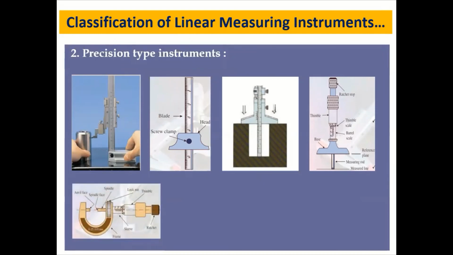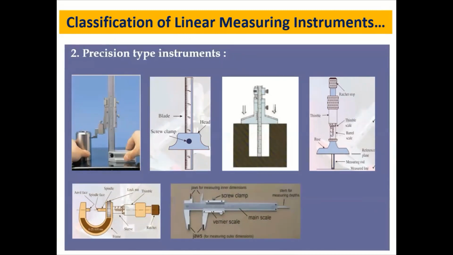This is an outside micrometer. Vernier. With the help of this vernier, we can measure the outer diameter, internal diameter, as well as the depth, but very precisely. Again, there are two scales, the main scale and the vernier scale.